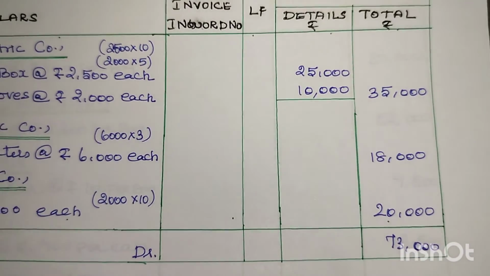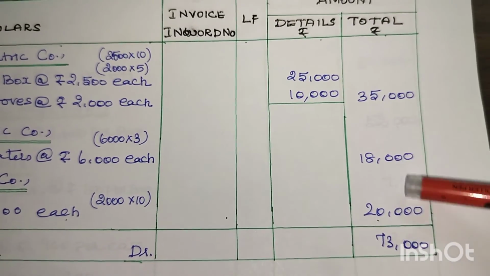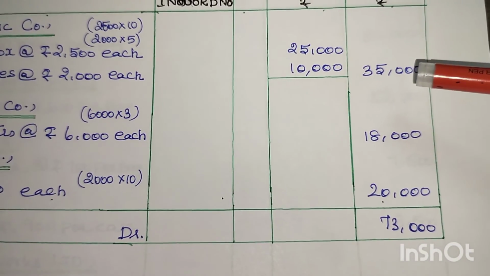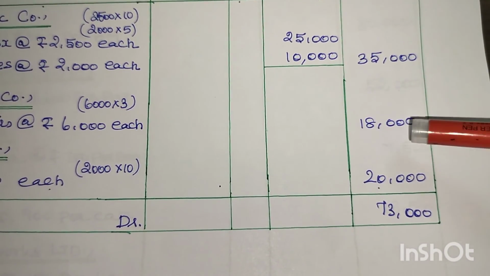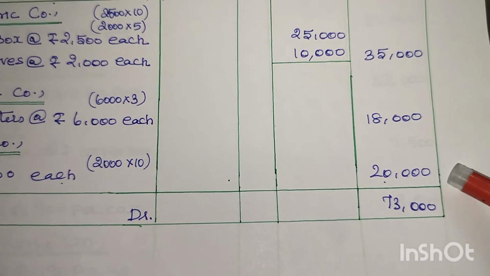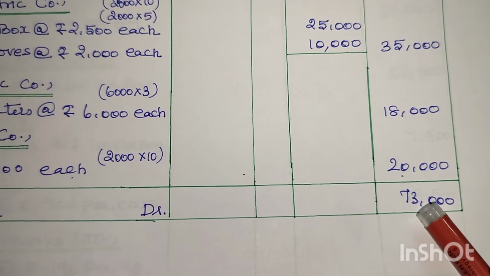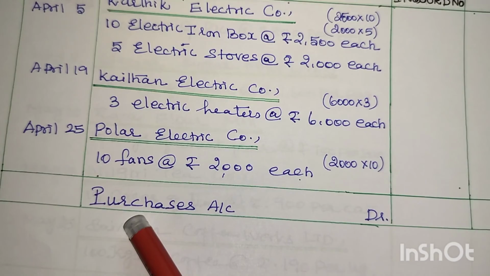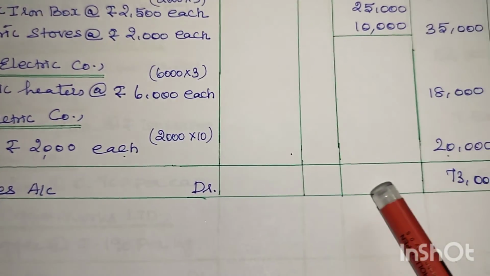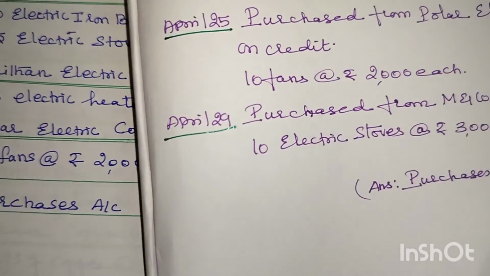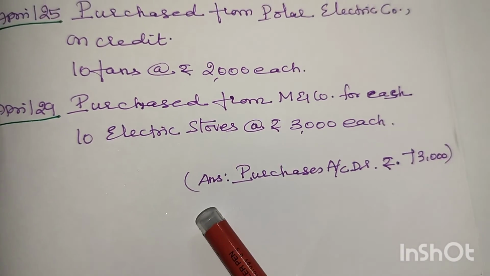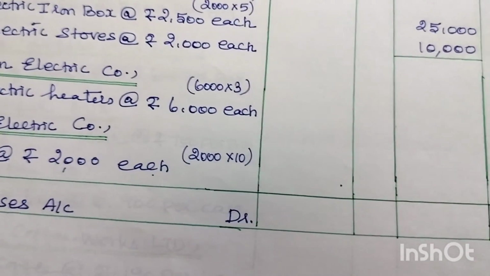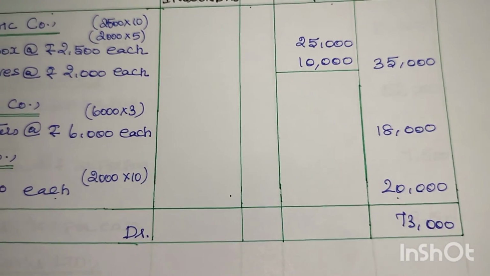Then we have to calculate the total column. We add all the amounts in the total column: 35,000 plus 18,000 plus 20,000. We got 73,000. So this is the purchases book. What do we write here? We write purchases account debit 73,000. So we find the purchases account debit 73,000 in the purchases book.